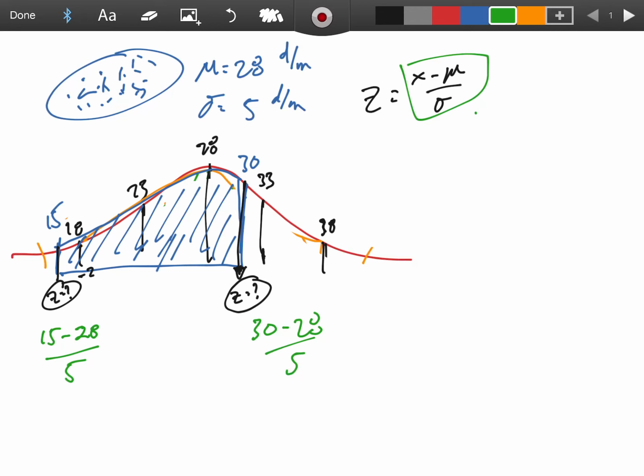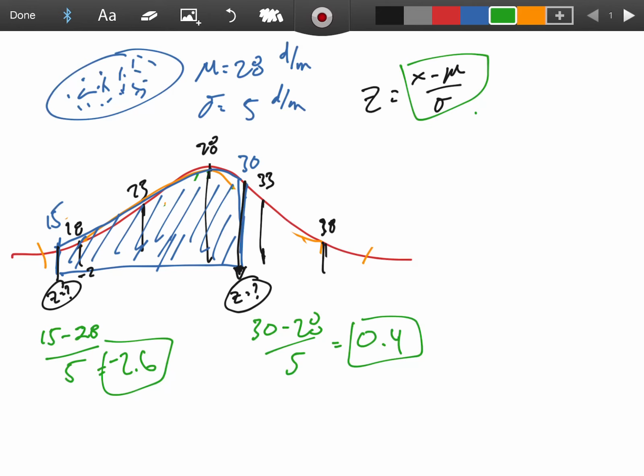Divided by 5. So this has a z-score of negative 2.6, and that's what I expected. And this one, divided by 5, has a z-score of 0.4, and that's what I expected as well, right? Less than 1. So these are the two z-scores that I'm interested in, okay? So now what do I do?